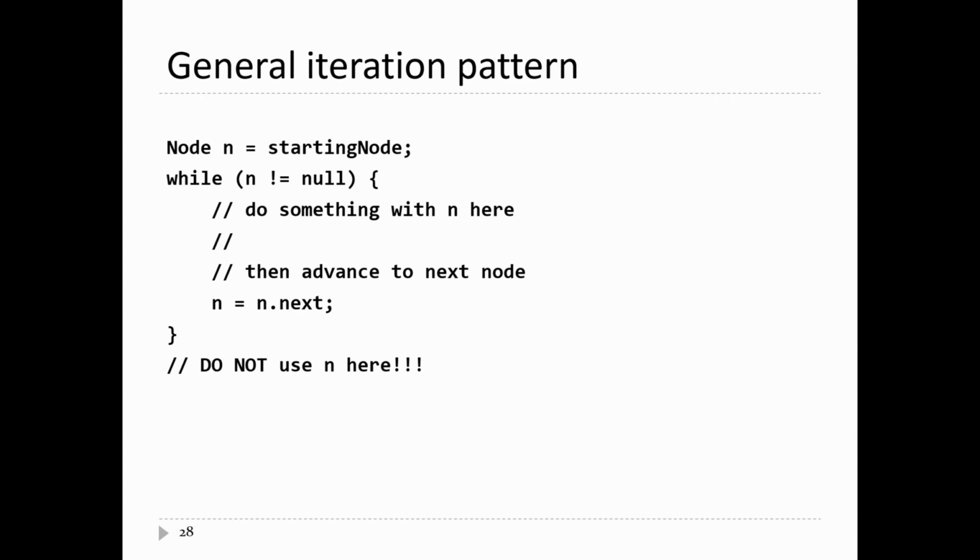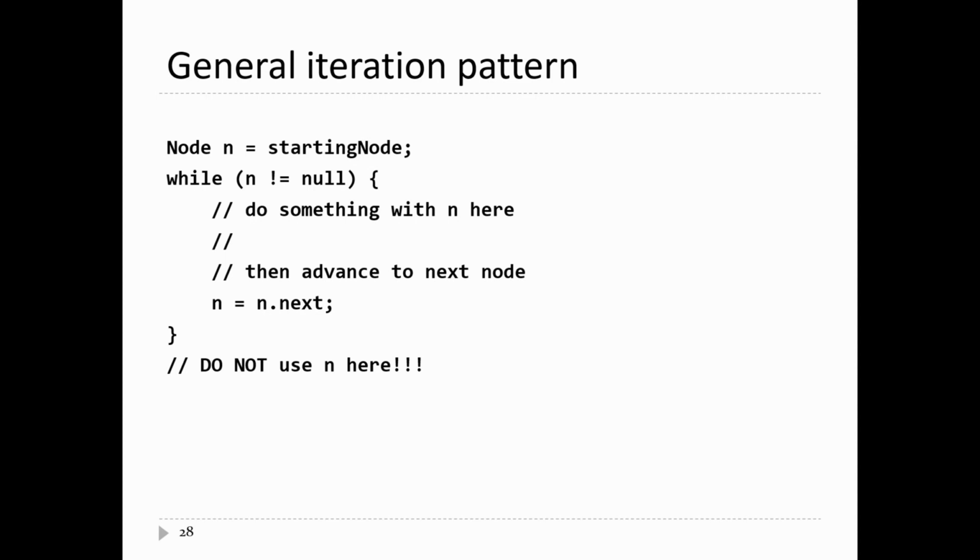You might have a reference to some internal node. As long as n is not null, you can do something with the node. So if n's not null, you can look at the element, you can look at the next link, you can do something with n without worrying about a null pointer exception. Once you're done with n, you want to go to the next node, so you can just set n equal to n dot next. N dot next is the node after n, so I can assign that to n, and that advances n so that it points at the next node in the sequence.